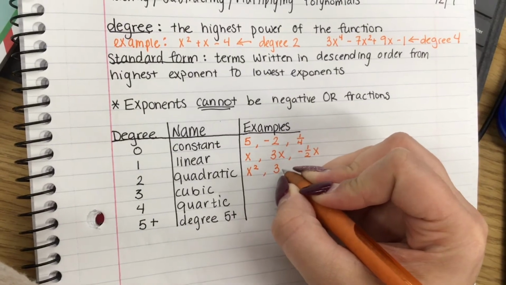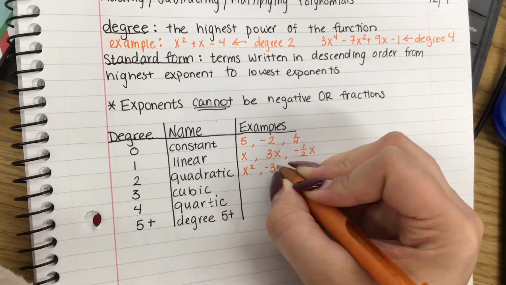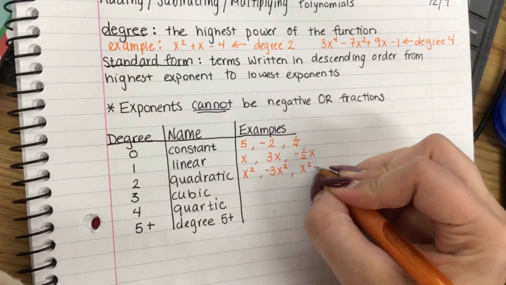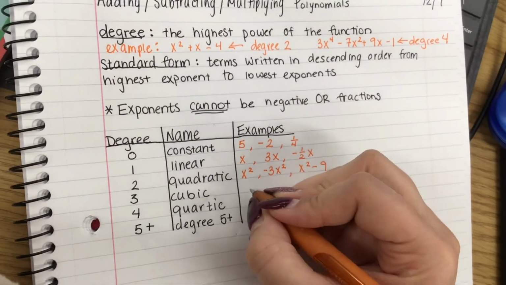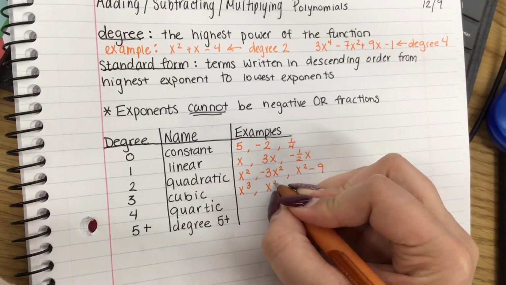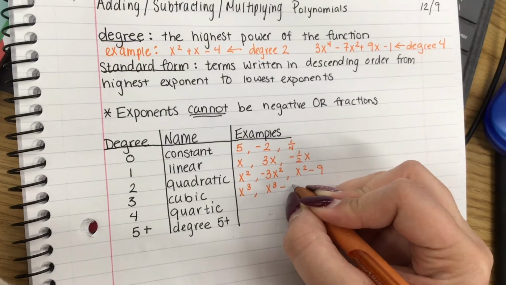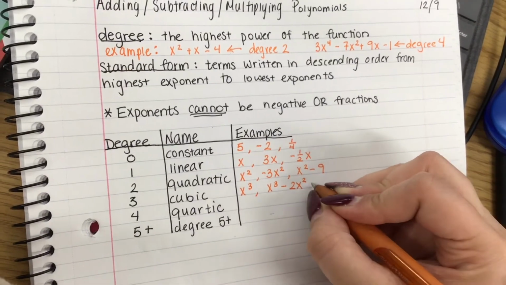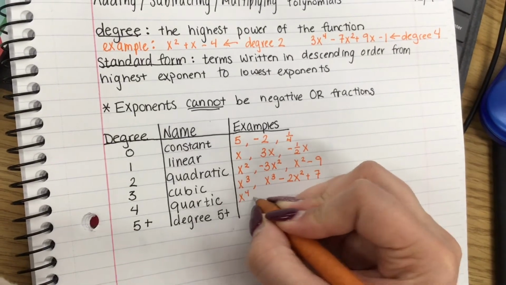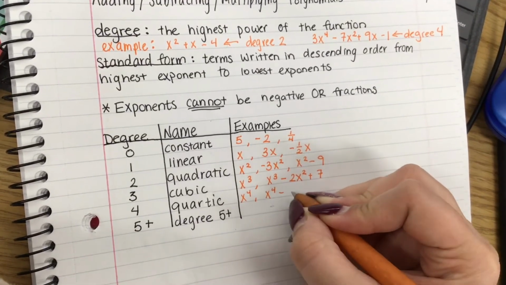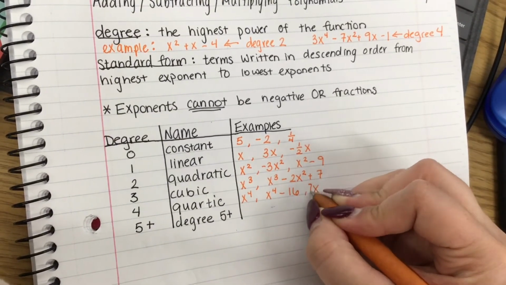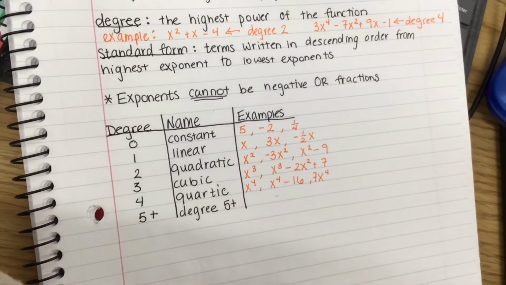Quadratic, we just recently looked at when we were graphing quadratics. That's going to have an x squared. At the end here, we see this x squared minus 9, which is a difference of squares. So we have a quadratic polynomial here. Cubic means that the term has 3 as the highest exponent. So x cubed, or like this polynomial, x cubed minus 2x squared plus 7, all have degree 3. Quartic, just like a quarter, is x to the fourth, any x to the fourth term.